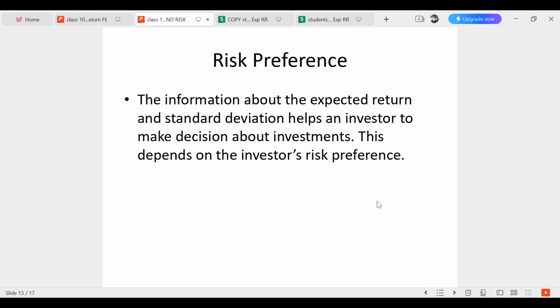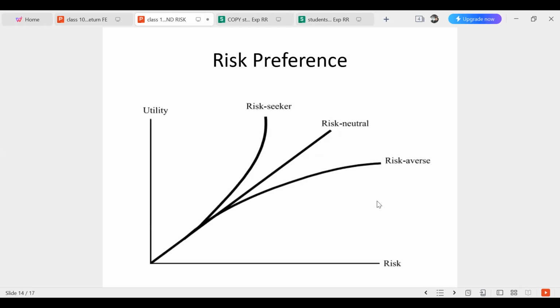Okay. So risk preference. Now you see the risk preference. The information about expected return and standard deviation helps us to make a decision about whether to do the investment or not. Okay. So this depends upon what type of investor you are. What is your risk preference? So depending on risk preference, you can be a risk seeker. You need more risk. Okay. And you may be risk neutral. You don't care about the risk. You just see the return. You are not interested in the risk. You just see the return. Or you may be risk averse. Means you avoid the risk. Whatever the return may be, you don't want the risk.